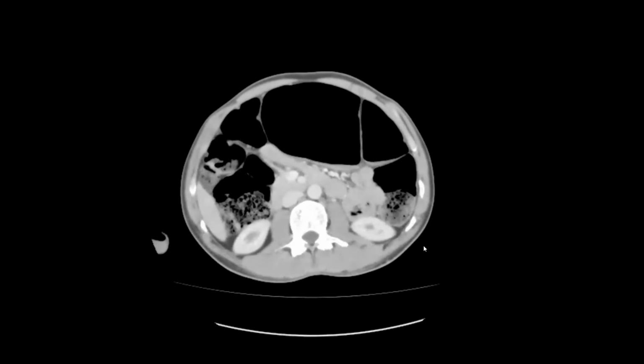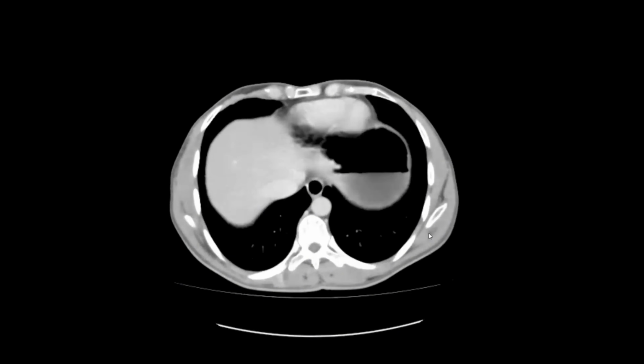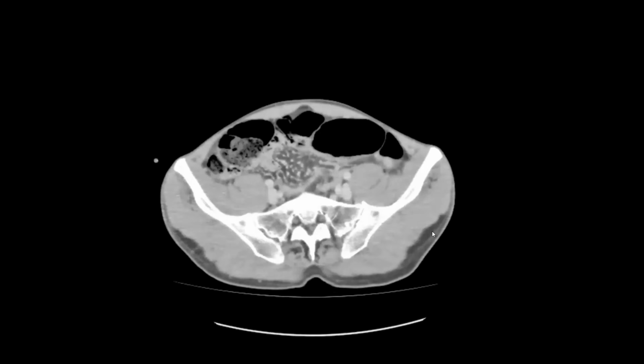So this was your first case, and now I'll show you the next case. So I'm presented with an axial CT scan of the abdomen with IV contrast. I would like to have a general look before starting my comments.